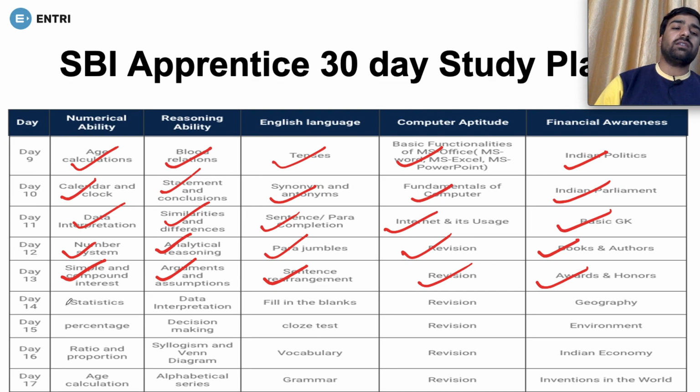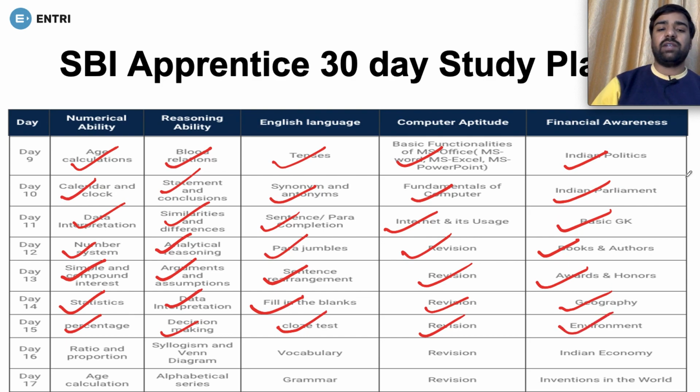On day 14, go with statistics from numerical ability, data interpretation, fill in the blanks, revision of computer and geography from financial awareness. From day 15, you can go with the percentage part of numerical ability, decision making from reasoning, cloze test from English, revision of computer and environment from financial awareness.